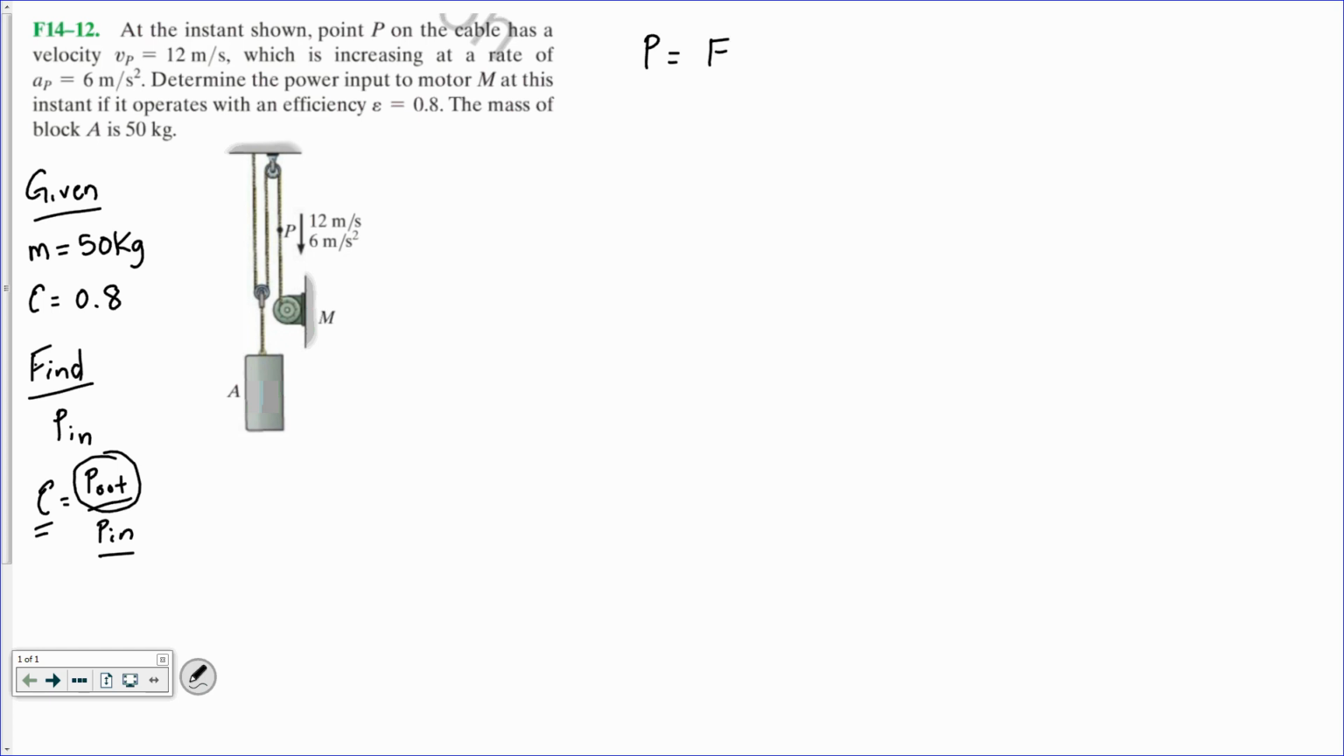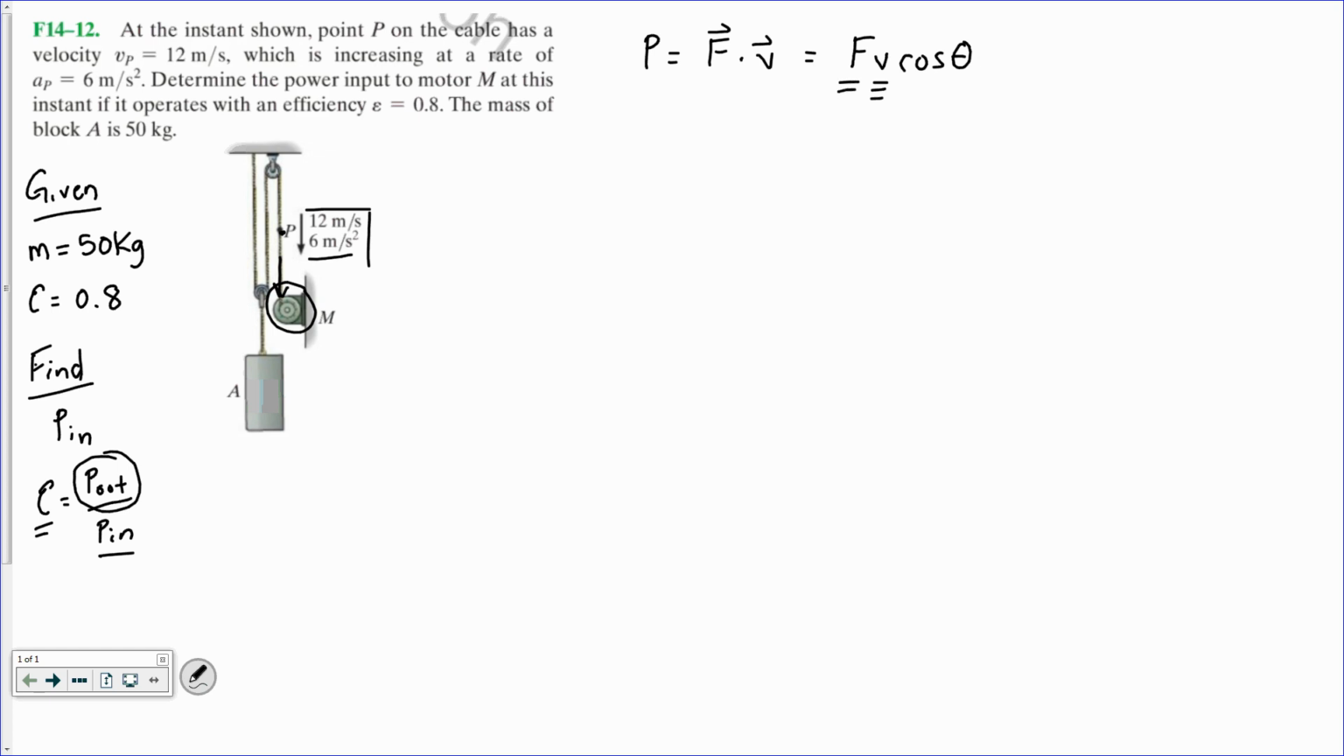Let's remember what power is equal to. Power is equal to F dotted with V, or it's equal to FV cosine theta. All right. So this motor here at M is attached to one cable. It's pulling in this cable, and we know how fast it's pulling in that cable and the acceleration of that cable. That's given to us in that little box there. So we know that the cable is being pulled in at 12 meters per second. That's the speed that we're talking about. That point P on the cable is currently moving down 12 meters per second. That's the speed of the rope.